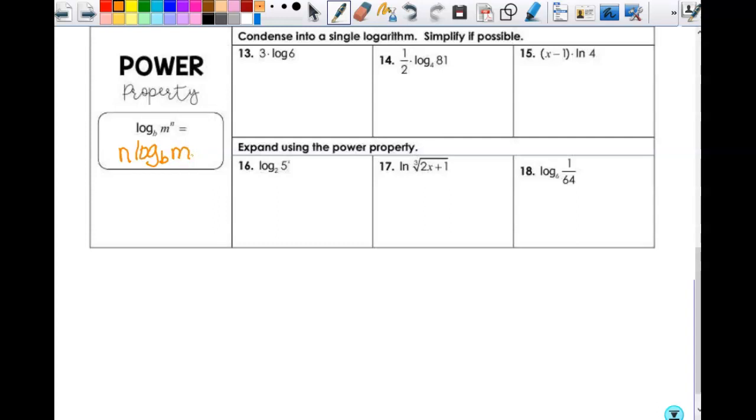This says condense into a single logarithm, simplify if possible. So since this is out front, it comes up as an exponent, and this gives me the log of 6 to the 3rd power. What is 6 to the 3rd power?